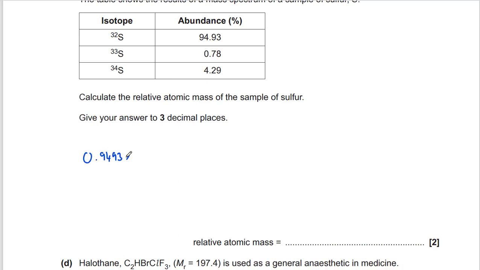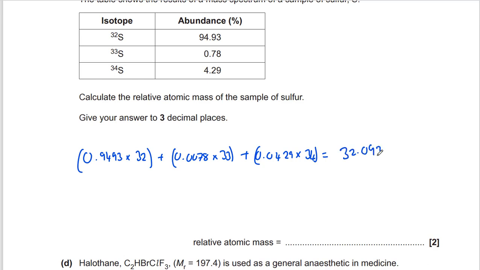So 0.9493 times 32. Add that to 0.0078 times 33. Just be careful when you convert the percentages. You've got to divide 0.78 by 100. And 0.0429 times 34. Add that all together and you should get 32.0936.